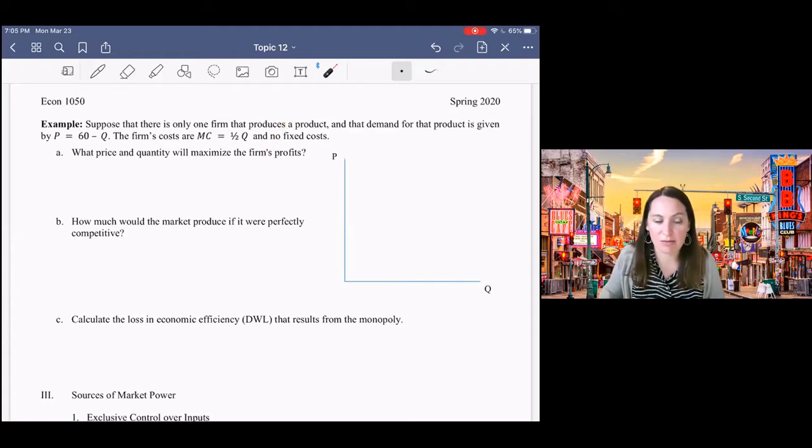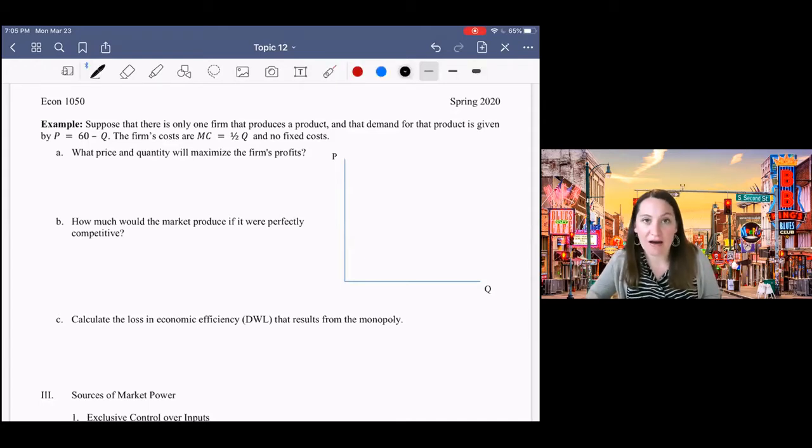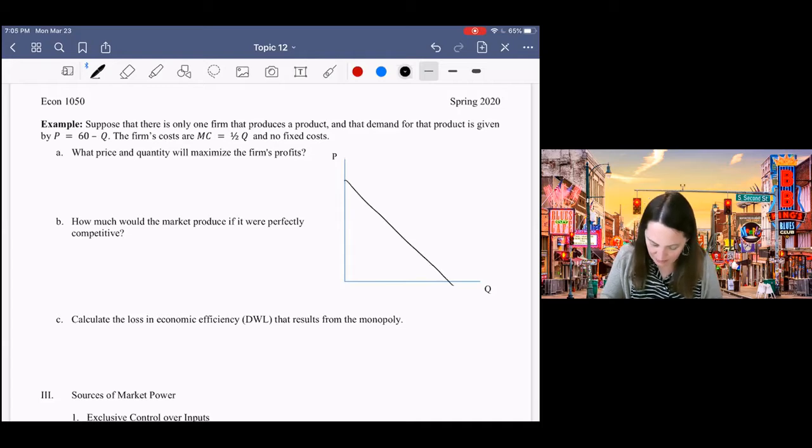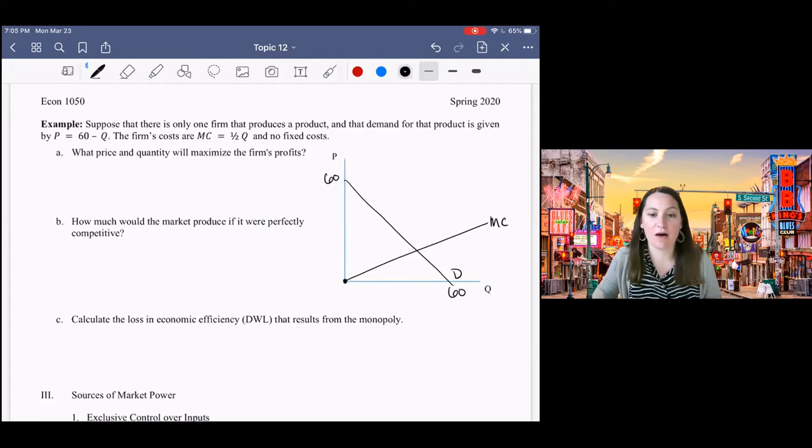And there's never going to be a fixed cost in this type of monopoly problem. So the first step is to graph our demand curve and our marginal cost curve, just so we can orient ourselves in this problem. So we've got demand equal to 60 minus Q, so both the X and Y intercept are equal to 60. And then the marginal cost curve is going to start at 0, and it is equal to 1/2 Q. So we've got demand and marginal cost plotted on our graph here.